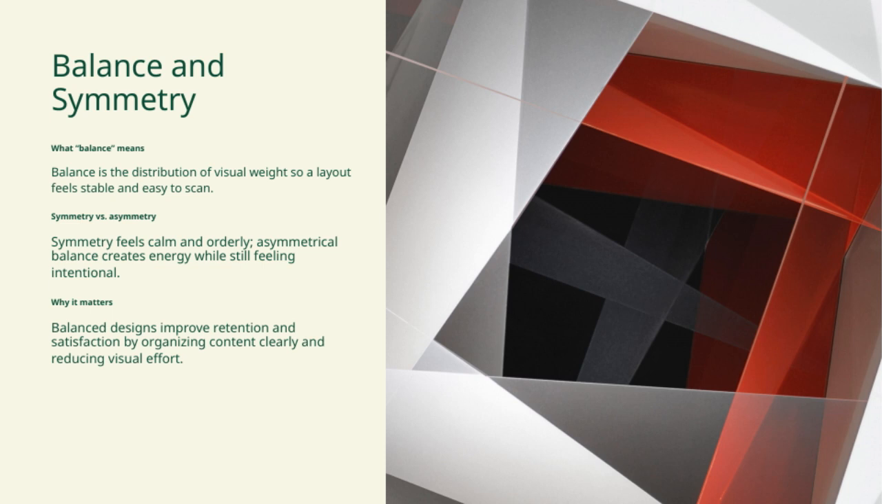So, what's the core idea here? Balance is all about distributing visual weight evenly across your layout. When done correctly, it makes your design feel stable and makes content easier to scan. Whether you're leaning towards symmetry or asymmetry, understanding how to achieve that balance is key. In summary, balance and symmetry are fundamental principles that help us craft designs that are both appealing and functional, supporting the overall goal of creating intuitive, satisfying user experiences.